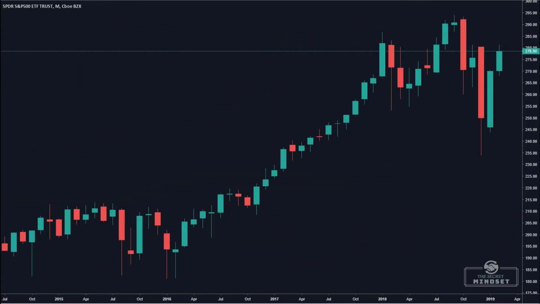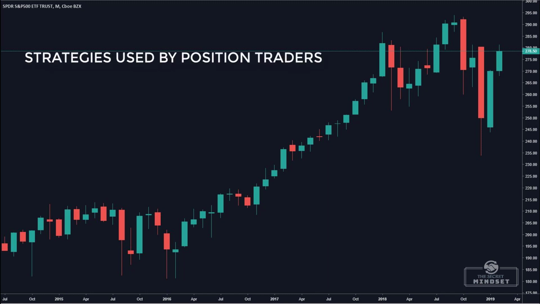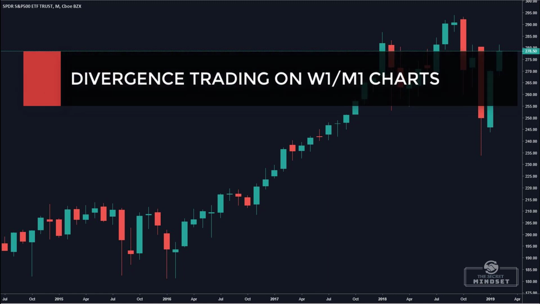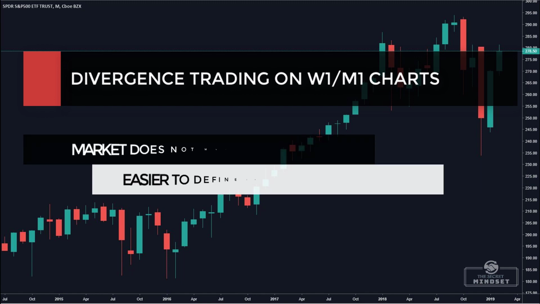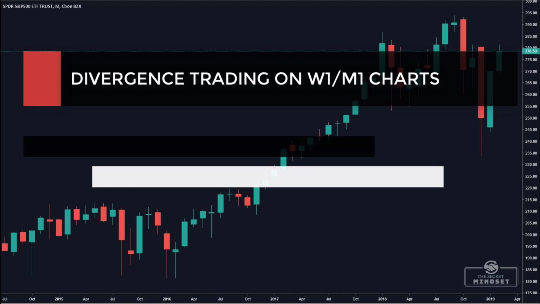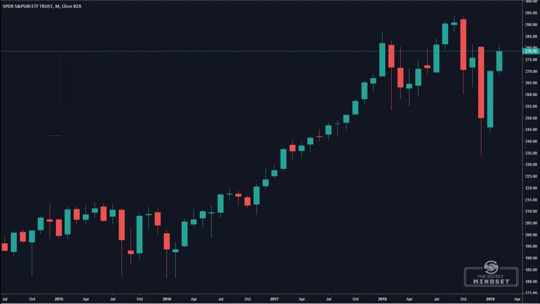Now that we discussed the advantages of position trading, let's see a couple of strategies used by position traders. An efficient position trading strategy is divergence trading on weekly and monthly charts. Divergences are more reliable on higher time frames because the market does not move as fast and it is easier to define trends. By trading divergences, position traders see the patterns developing and have time to make the correct decisions.